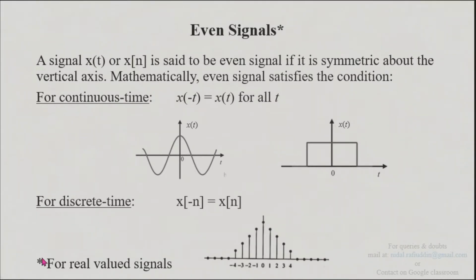So we have a star here, which means this definition is for real valued signals. We have complex valued signals as well. So we are giving this definition for real valued signals, and we'll talk about complex if we get time later on.